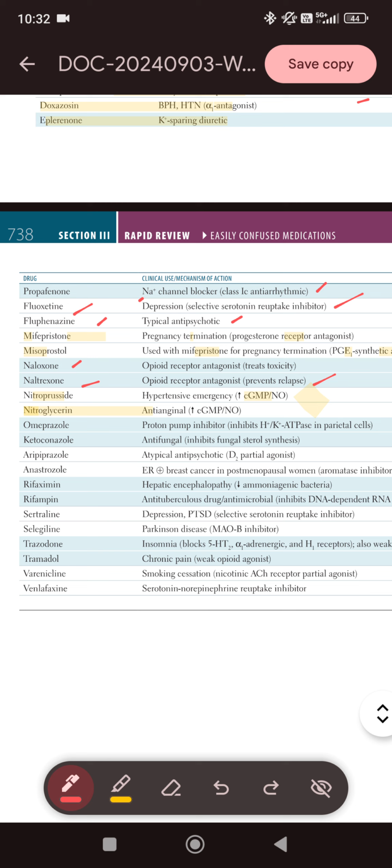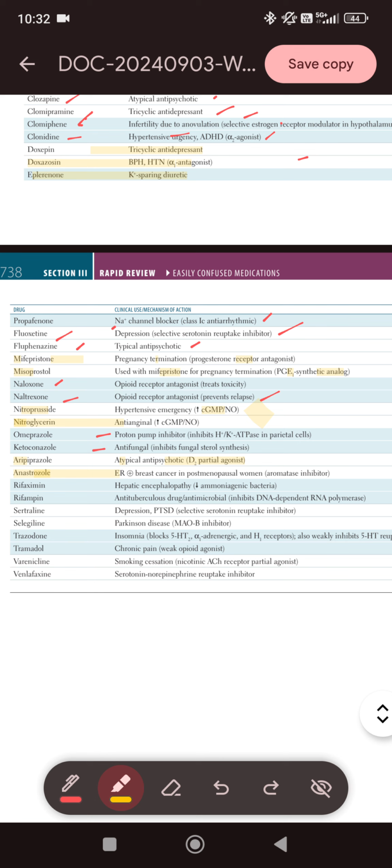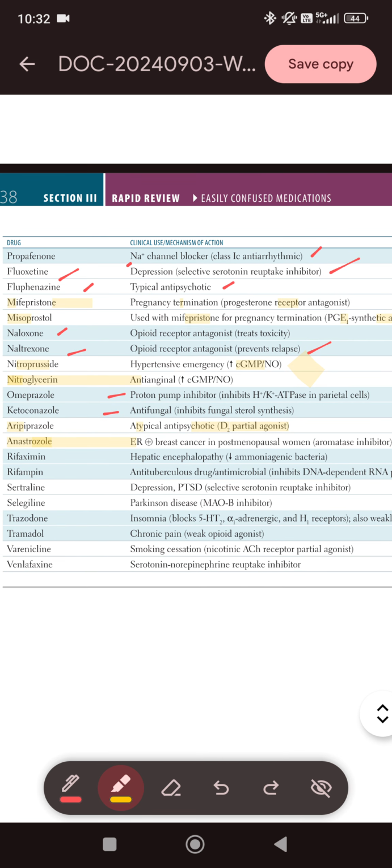Omeprazole we all know about, PPI, nothing new. Ketoconazole we all know, antifungal. Next is aripiprazole. Aripiprazole is A for double A, aripiprazole, D2 partial agonist. It is an atypical antipsychotic. Next is anastrozole. Anastrozole is for ER positive breast cancer in postmenopausal women, aromatase inhibitor.